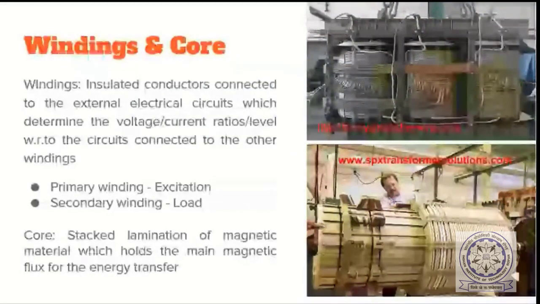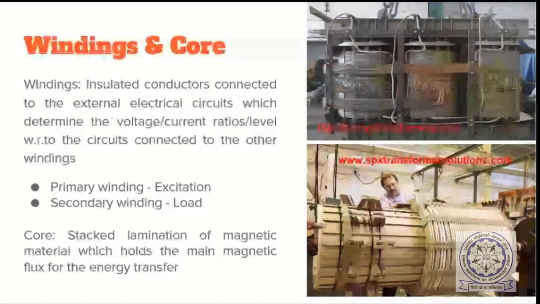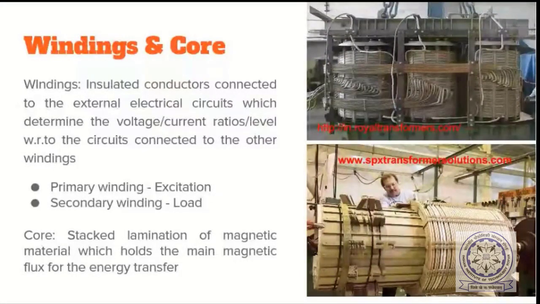Windings are insulated conductors connected to the external electrical circuits, which determine the voltage or current ratios or levels with respect to the circuits connected to the other windings. The primary winding is also called excitation. The secondary winding is called load.